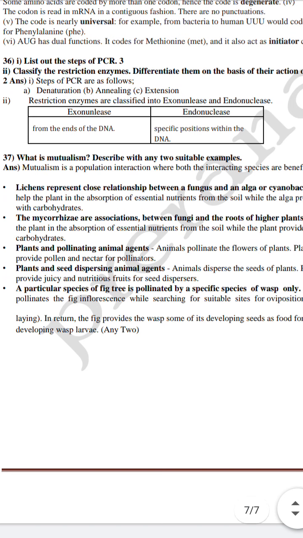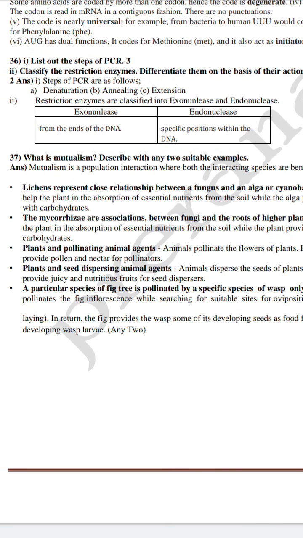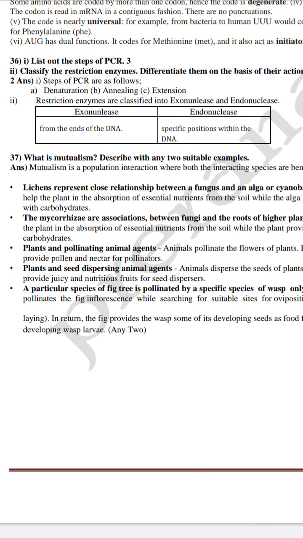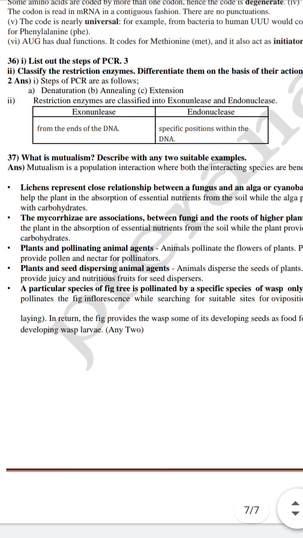Because the 5 mark question should be composed of 200 to 250 words, of course, but to be on the safe side, follow my instruction by drawing the diagram and explaining the steps. Next, last question, 37th question.